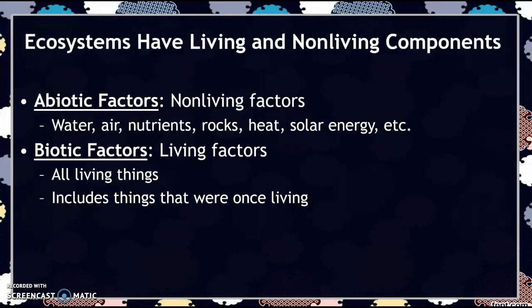So our first little review is that ecosystems have both living and non-living components. Abiotic factors are non-living factors. Those are things like water, air, nutrients, rocks, heat, solar energy, etc. Biotic factors are going to be all the living things. So that includes things that were once living. So dead organisms fall under biotic factors as well.